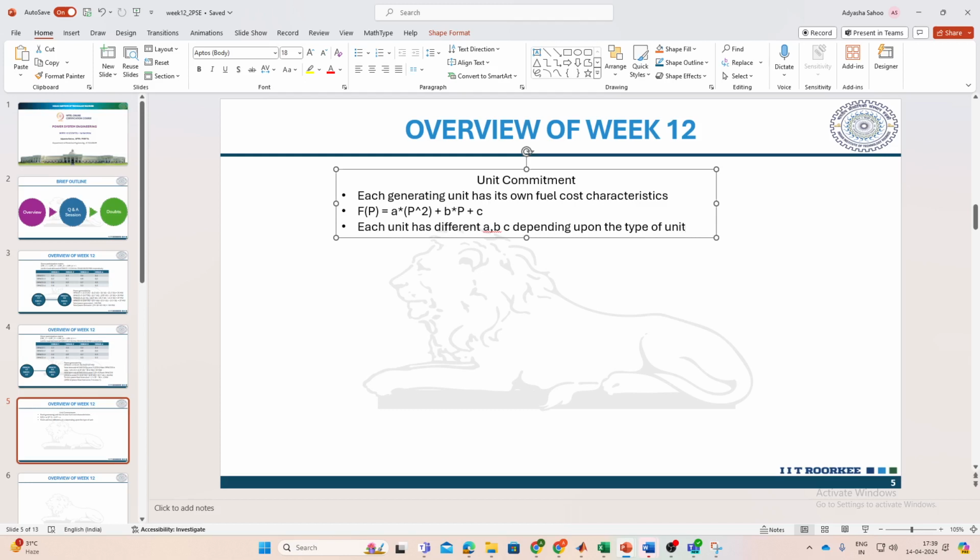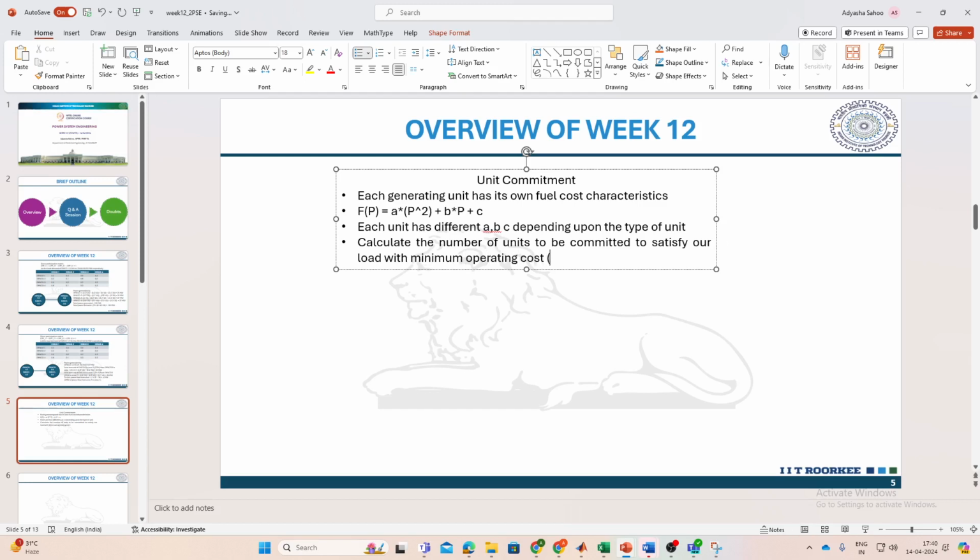So what we want to do is basically calculate the number of units to be committed, the number of units committed to satisfy our load with minimum operating cost.